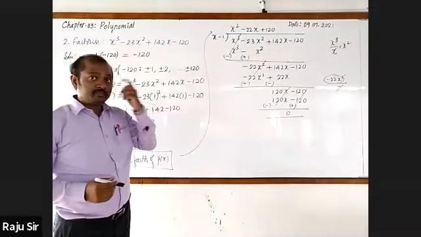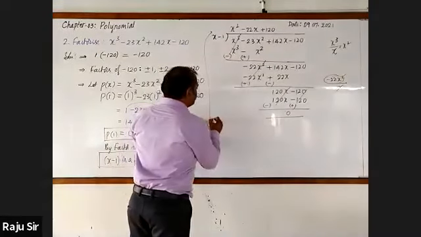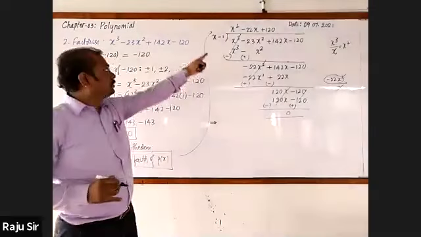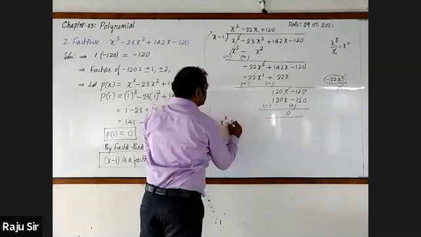Now, we should take the quotient and it should be factorized. Let us take the quotient. Write with me. The quotient is x square minus 22x plus 120. So this can be factorized by splitting the middle term.